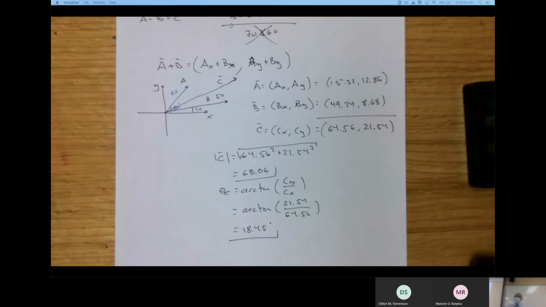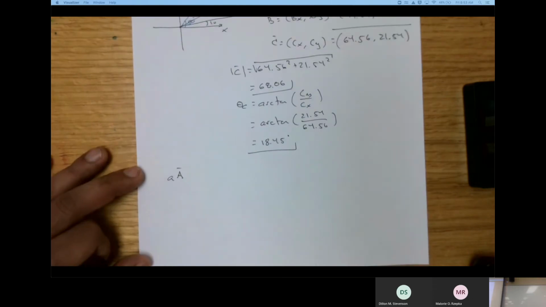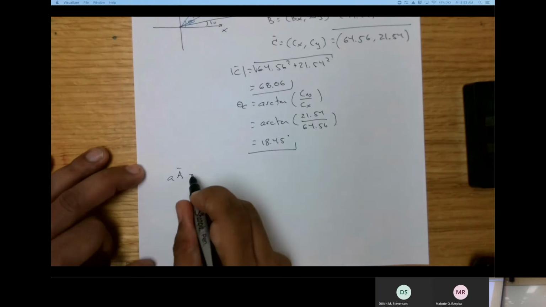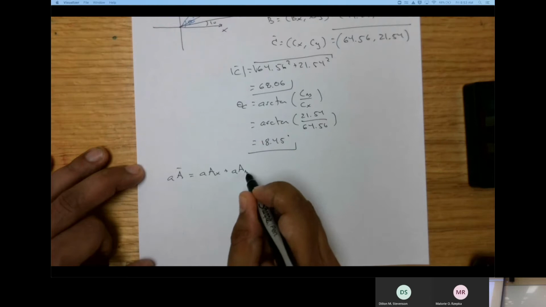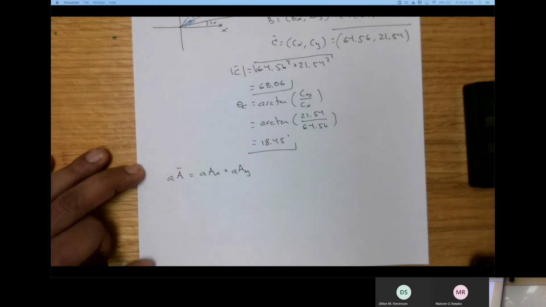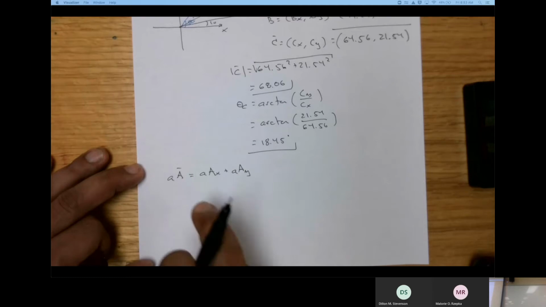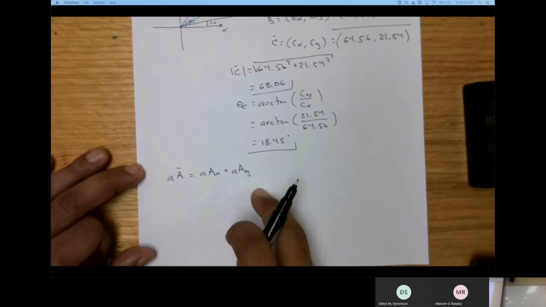If you are subtracting two vectors, it's exactly the same procedure. You just need to change the addition for subtraction, but it's pretty much exactly the same thing. Multiplication by a scalar, like if you have a scalar A times a vector A, then this will be the same as multiplying each of these components by a scalar. When you multiply by a scalar, you change the magnitude of the vector, but the direction doesn't change.